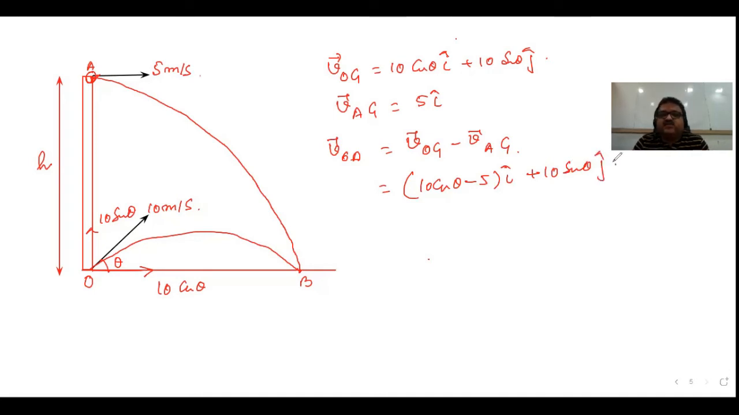Now watch it very carefully. Collision is only possible if from the viewpoint of A, O is moving towards him, that means this component should be equal to 0. Clear? So condition of collision is this: 10 cos theta minus 5 equal to 0. Hence cos theta is equal to half and theta is equal to what? 60 degree. So got it? Very easy.